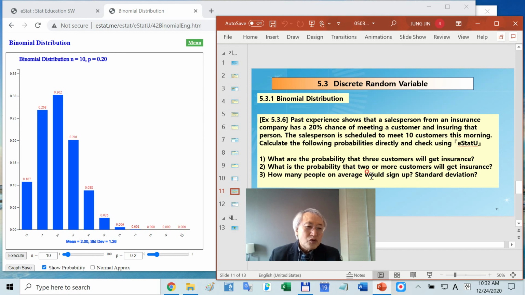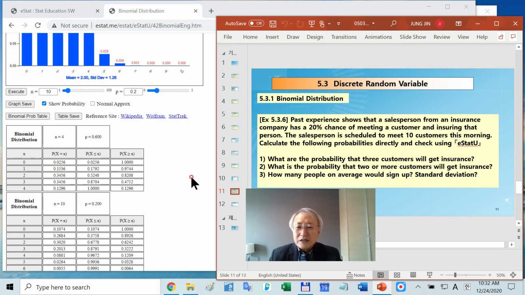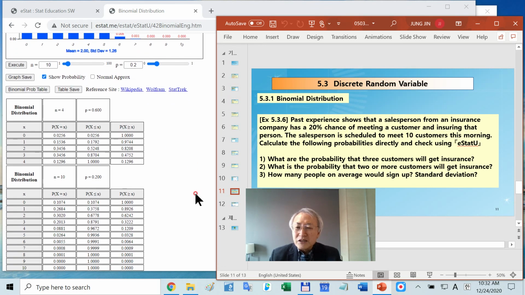What does it mean, 2 or more customers? At that time, you might need this one, 2 or more. That means this probability, maybe you can subtract these two probabilities from 1. Or you may calculate 2 or more, maybe this probability.